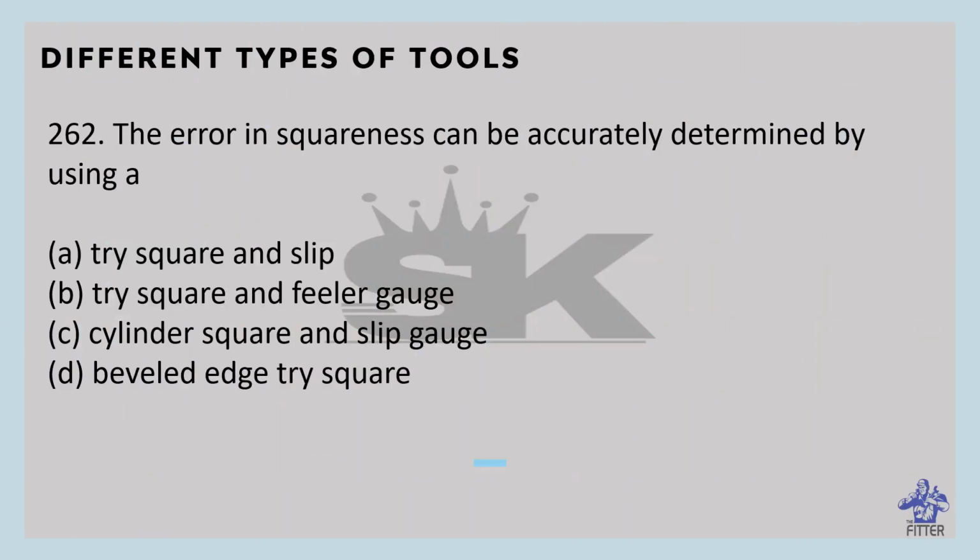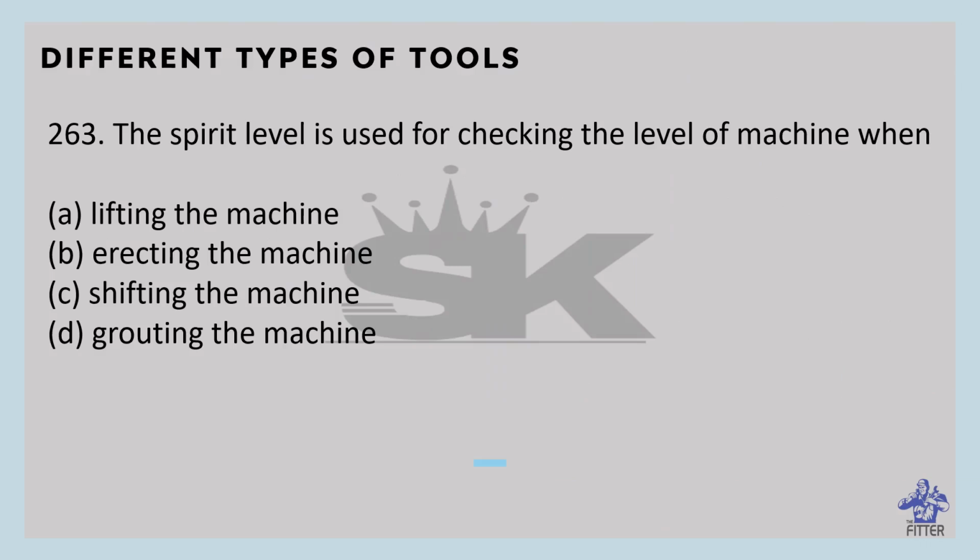The error in squareness can be accurately determined by using cylinder square and slip gauge. The spirit level is used for checking the level of machine when the machine is erected.